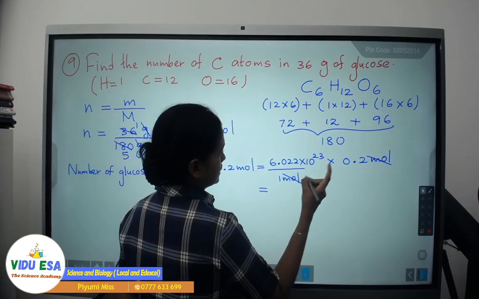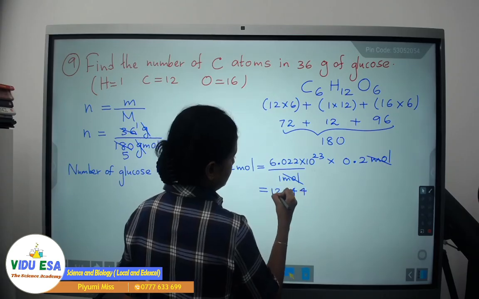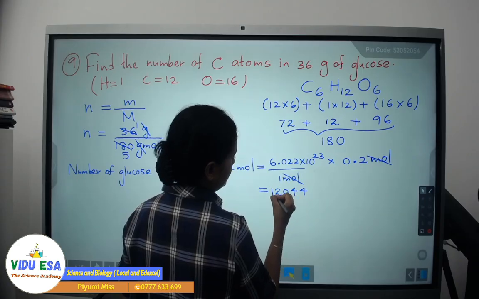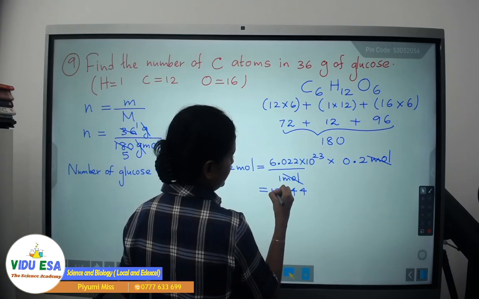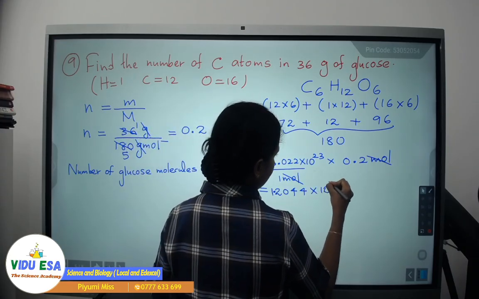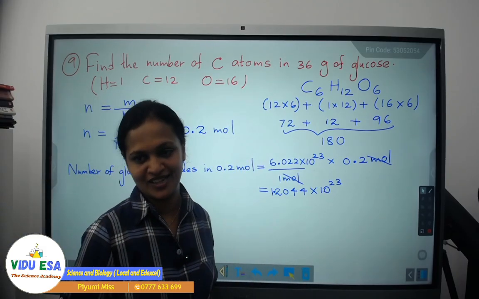We will get how many decimals? 3 plus 1, 4 decimals. So it becomes 1.2044 into 10 to the power 23. This number of glucose molecules are there.